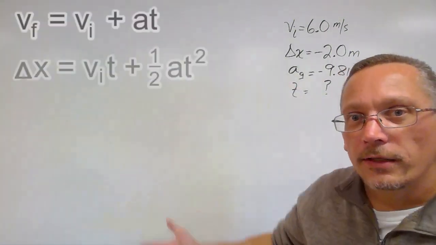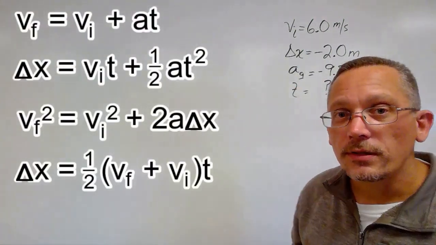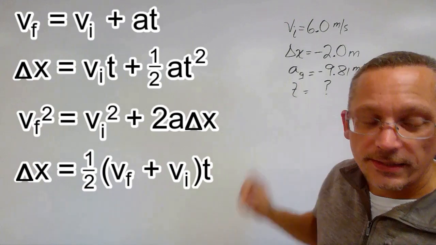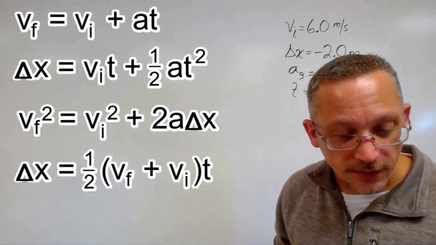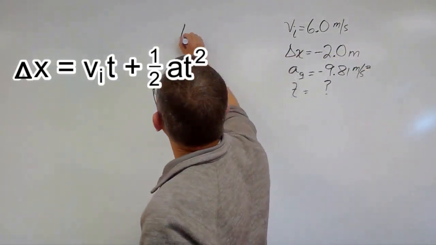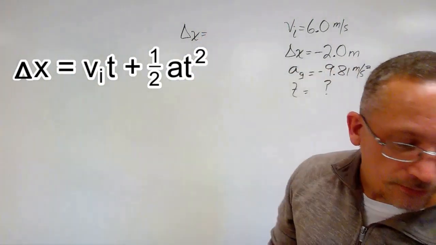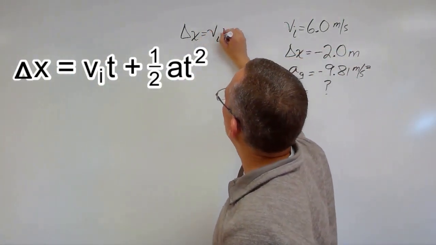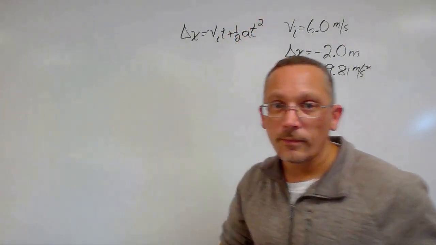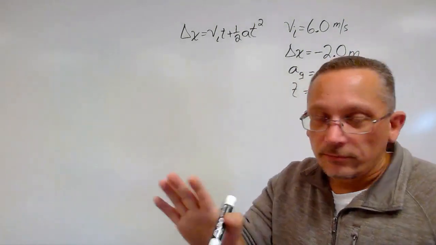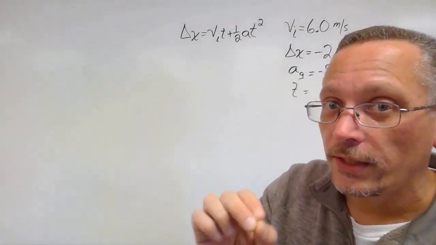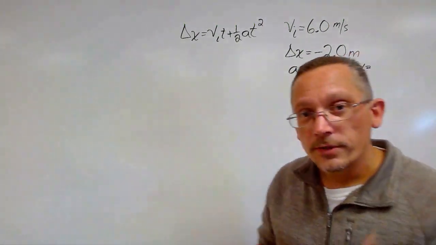Let's take a look at our kinematic equations, and pick one that's going to help us solve the problem. Now I have VI, delta x, A, and T. Let me look at my options and see what I can do. The one that jumps out at me is delta x equals VIT plus 1/2 AT squared. Let's put the numbers in there. There's a little trick I'm going to do, and I'm going to tell you about it.